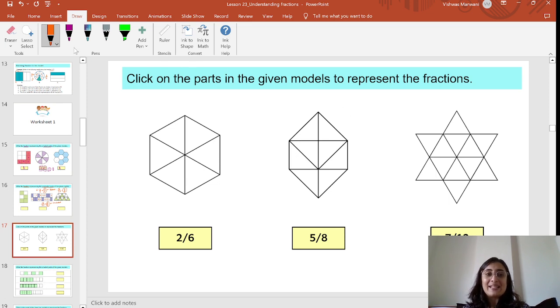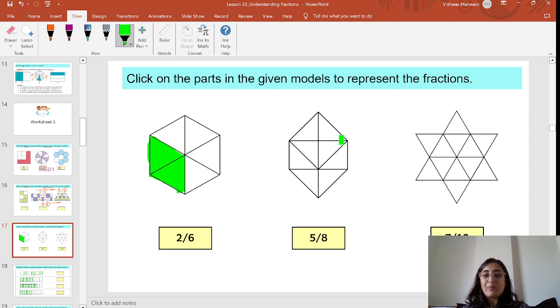Here it says, click on the parts in the given models to represent the fraction, okay? So if I have to represent the fraction 2 by 6 here, there are 6 parts in total, so the denominator has already been represented. Now how do we represent the numerator? How about if we shade 2 parts? If we just shade 2 parts of this image, then can I say that 2 by 6 is represented by this image?